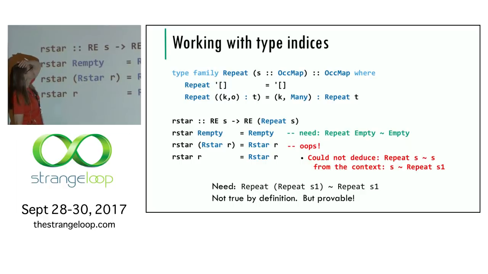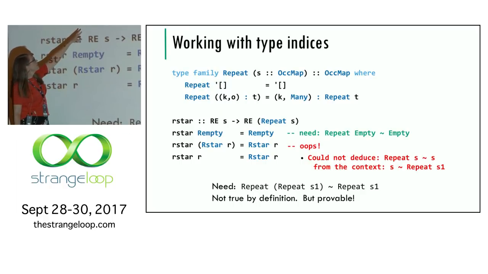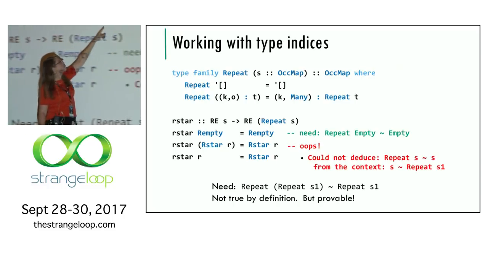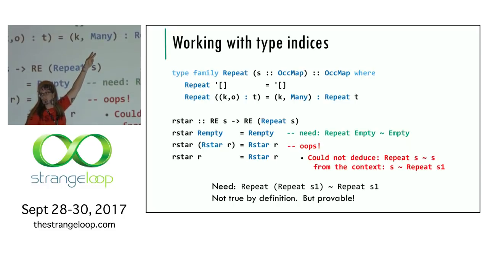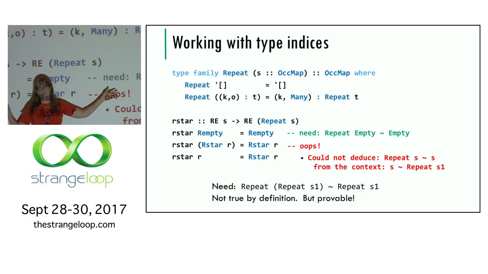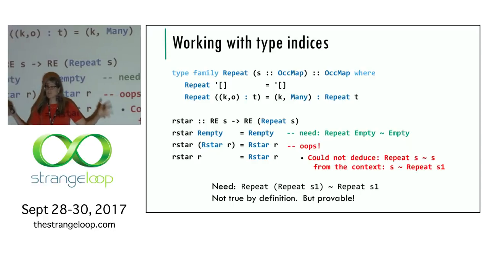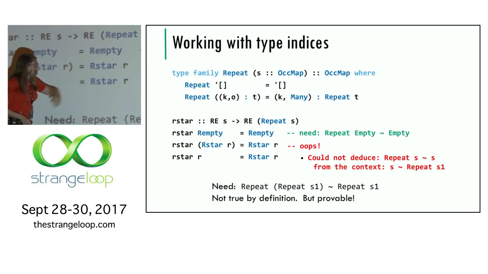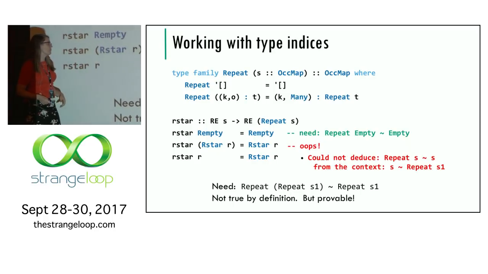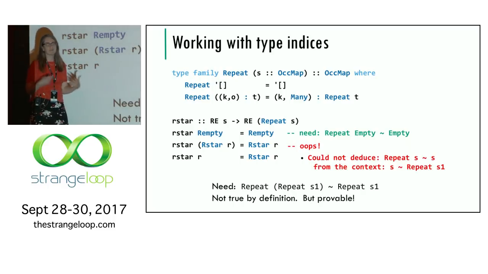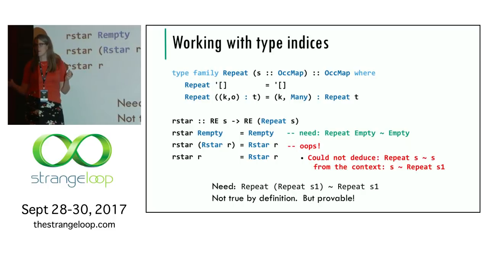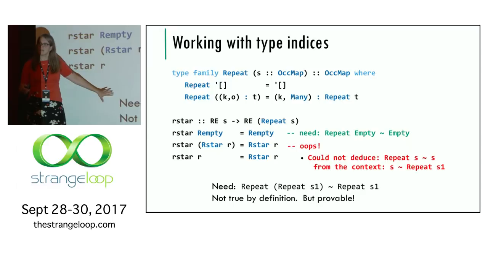Now, I can go and look at this definition. I say, OK, what does repeat do? It goes through every single one of these pairs in the list, and it turns the occurrence to many. We're under a star. We don't know how many times it's going to happen. What if we do that twice? We're just going to turn all these manys to many again. So that's true. That's something that we want the type checker to be able to prove. We could sit down and do a little proof, but how does the type checker do that?